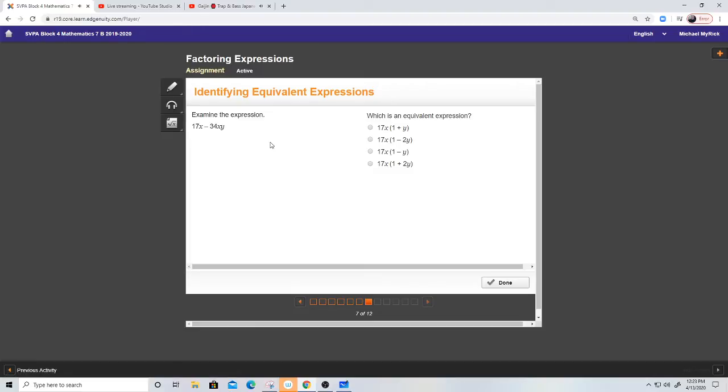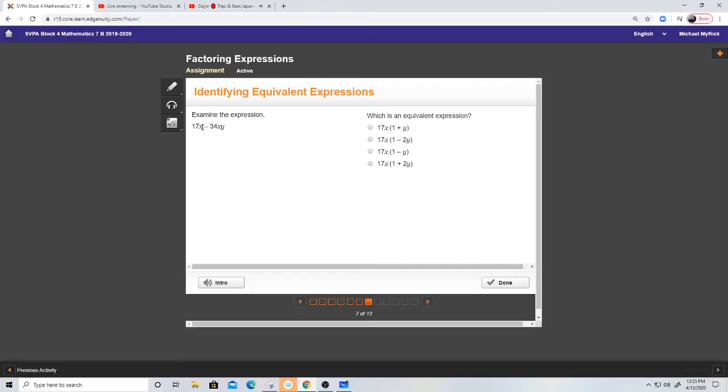Use your knowledge of factoring to identify the equivalent expression. Again, just look and see if this can go into this. 17 divided by 17 is 1, and 34 divided by 17 is 2. This side has an x, this side has an x. So what we're going to do is bring this 17x all the way to the outside. See, they've already got them ready for us.